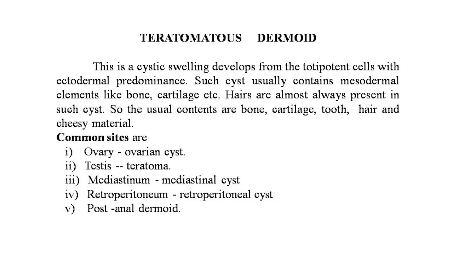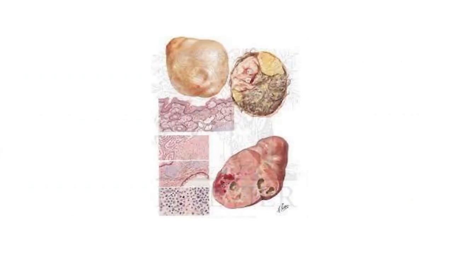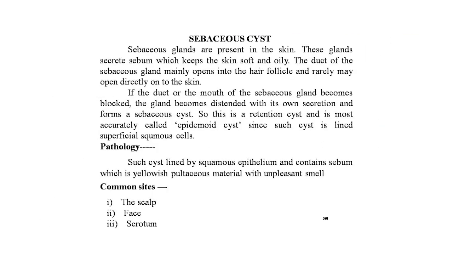Common sites are ovary, that is the ovarian cyst, testis, teratoma, mediastinum, mediastinal cyst, retroperitoneal cyst, post-anal, that is the anal dermoid. Dear students, here is a teratomatous dermoid cyst in the picture you can see. Now the next is the sebaceous cyst.